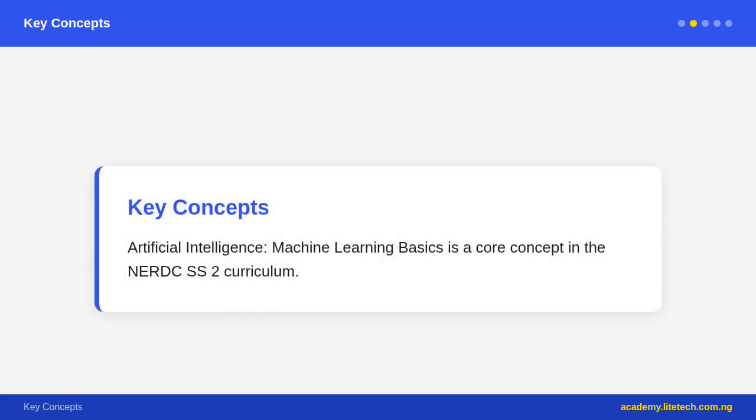AI subfields. Machine learning, ML: systems that learn from data. Deep learning, DL: subset of ML using neural networks with many layers. Natural language processing, NLP: AI that understands and generates human language. Computer vision: AI that understands images and video. Robotics: AI-powered physical systems. Expert systems: rule-based AI systems that encode domain expertise.